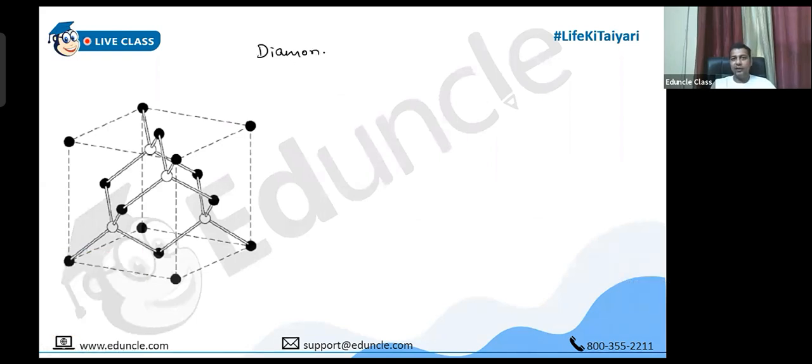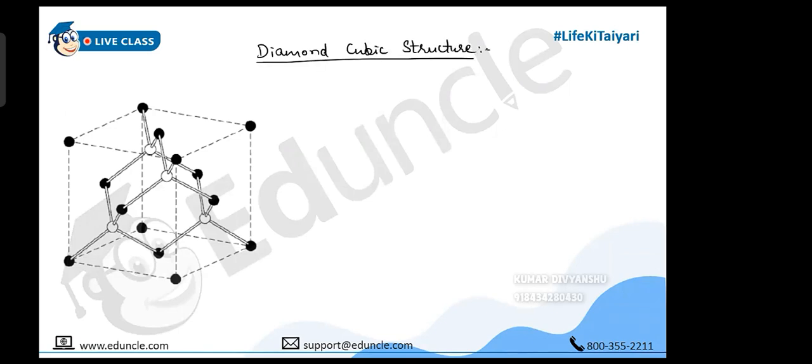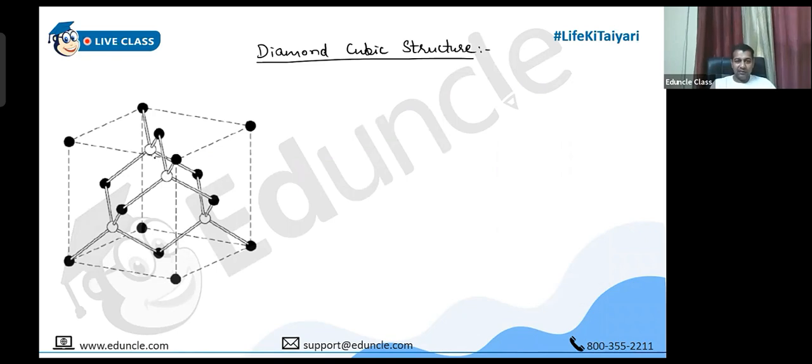Now what kind of atoms are present in diamond? Diamond is made up of carbon. Actually, these all are carbon atoms. This is also carbon, this is also carbon. They are not different. But why have I shown them to be different? The one with the black sphere and the other with the white or empty sphere, because these are present at the tetrahedral sites.